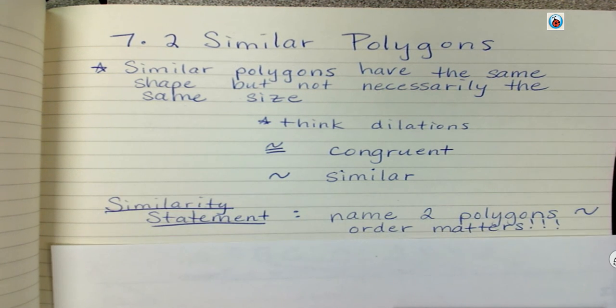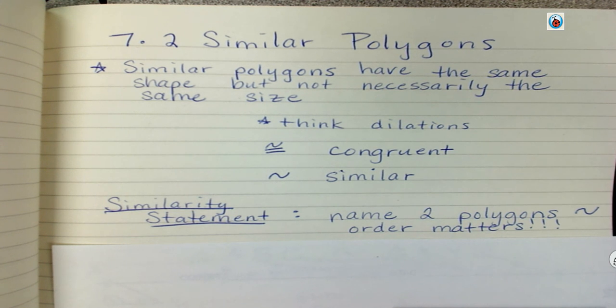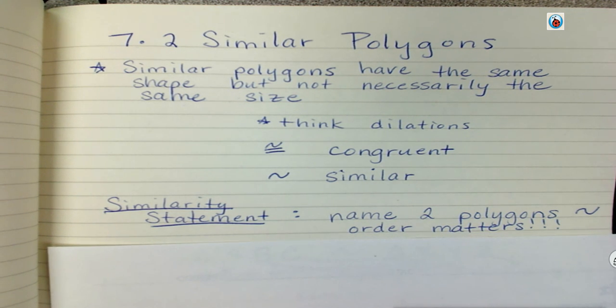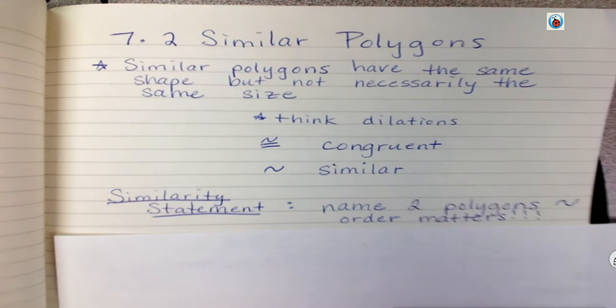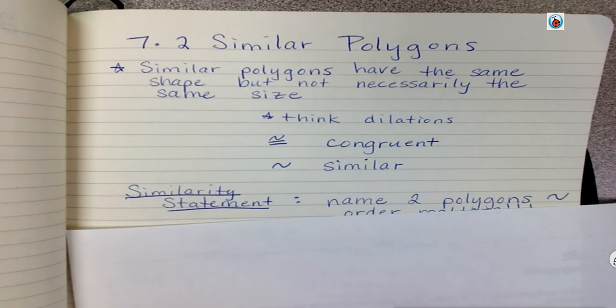So we have what's called a similarity statement. Just like we would have a congruent statement when we name two polygons are congruent, we write a statement that names two polygons are similar. So to name two polygons similar, we have to remember that the order matters. So there's a certain order you have to write the names of both polygons in to have a correct similarity statement. So we'll talk about that and see what that looks like here.